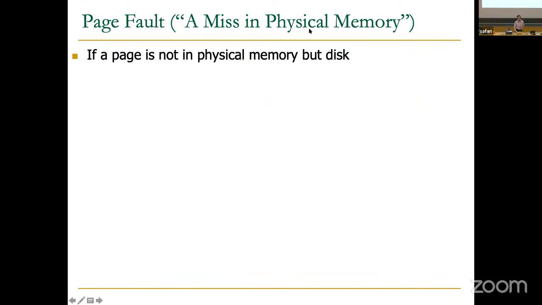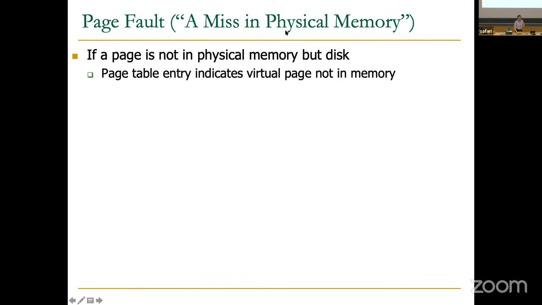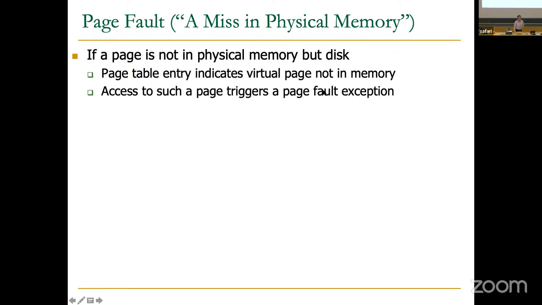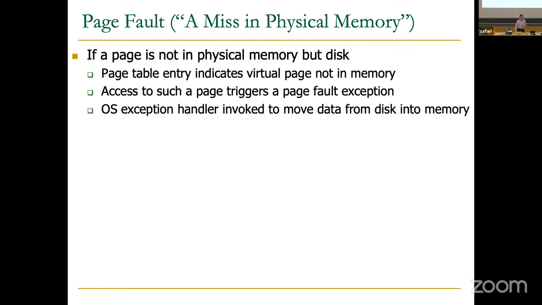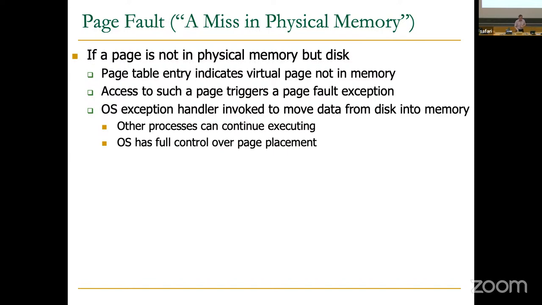Basically, this is a miss in physical memory if you think about it, because physical memory is a cache of the disk. Essentially, the page table entry indicates the virtual page is not in memory. Access to such a page triggers this fault exception, and we invoke the OS exception handler. Other processes can continue executing, right? This process needs to stop. But now you know about run-ahead execution. So maybe you can actually do run-ahead execution in software also. Actually, this is a real proposal. It's a beautiful proposal that showed benefits. I'm not going to go into that. You can speculatively execute the process at the software level. If you critically think, you can apply a lot of the concepts that we've used in hardware to software as well. Okay, so let's not go into that right now.